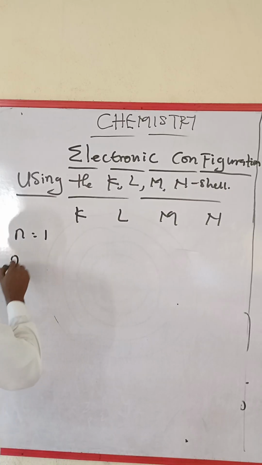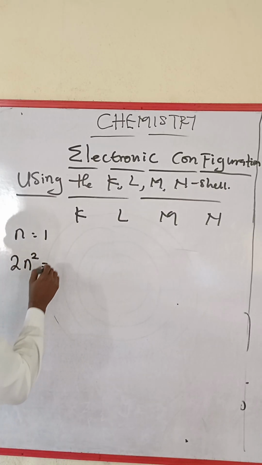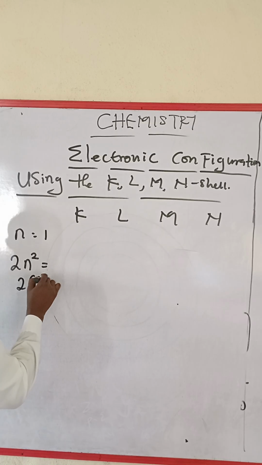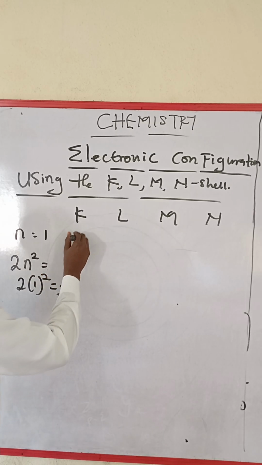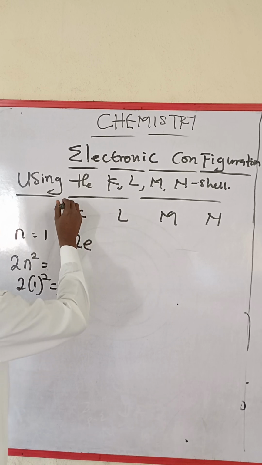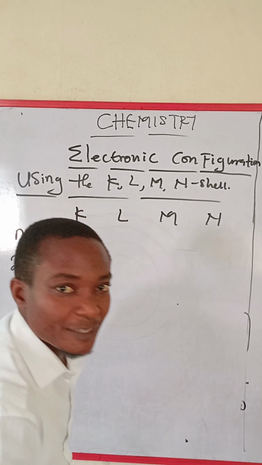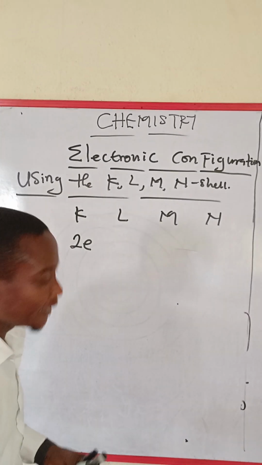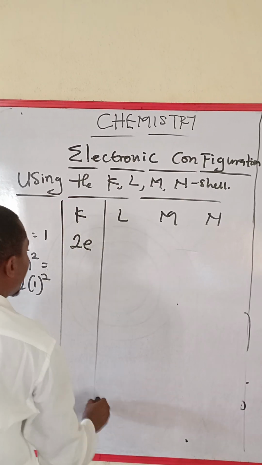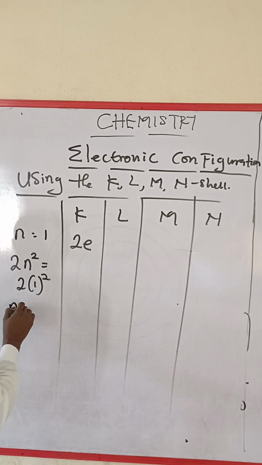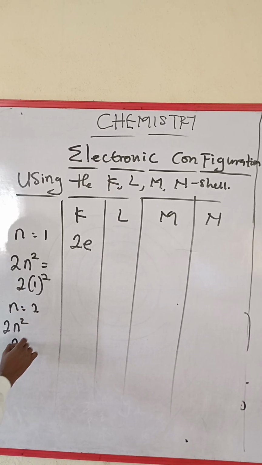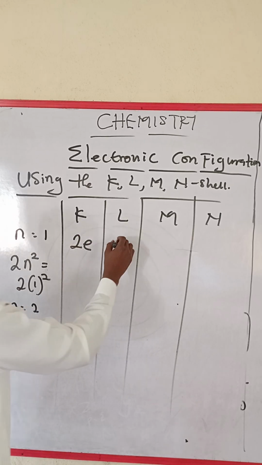If we use our formula 2n squared, we get 2 into 1 raised to the power of 2, which is equal to 2. So the K shell takes a maximum of 2 electrons. While the L shell, when n is equal to 2, we have 2n squared, so 2 into 2 raised to the power of 2. This will give us 8.